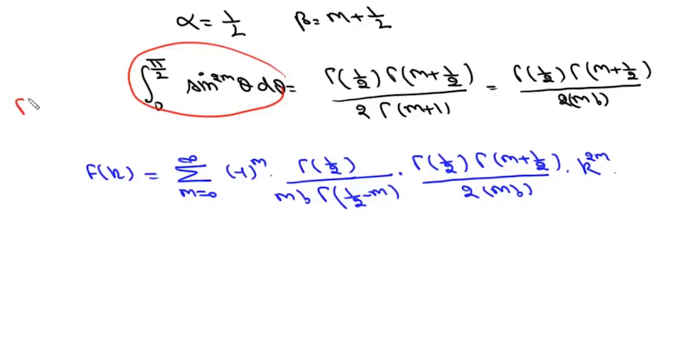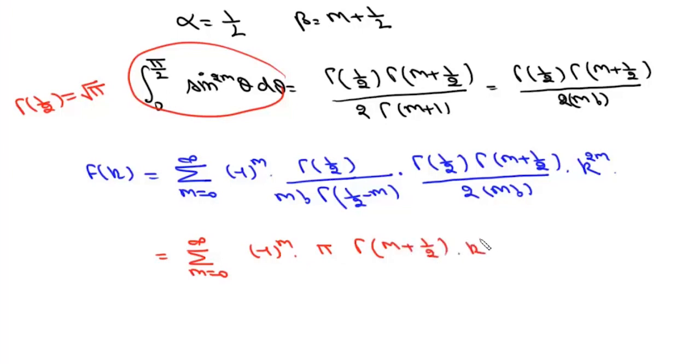Now we already know gamma half is under root pi, so this gamma half square will be simply pi. So we can write this as the summation m varies from 0 to infinite, minus 1 to the power m, pi gamma (m plus 1 by 2) into k to the power 2m upon 2 times factorial m square into gamma (1 by 2 minus m).